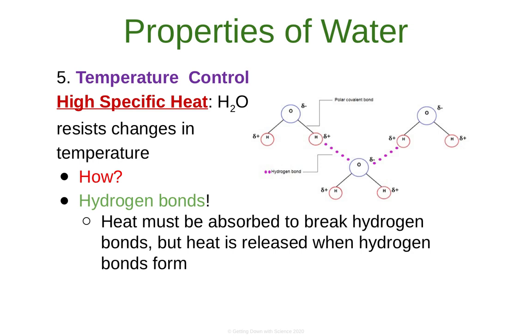Heat must be absorbed to break the bonds in the hydrogen bond, but heat is released when the hydrogen bond forms. So when water forms a hydrogen bond with another water molecule, heat is released. And it's this property that gives water a high specific heat and allows it to really resist the change in temperature, essentially increasing its stability.